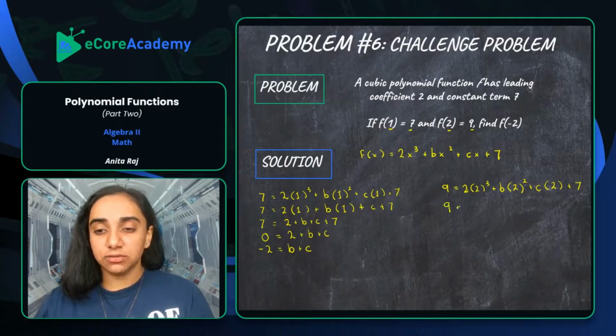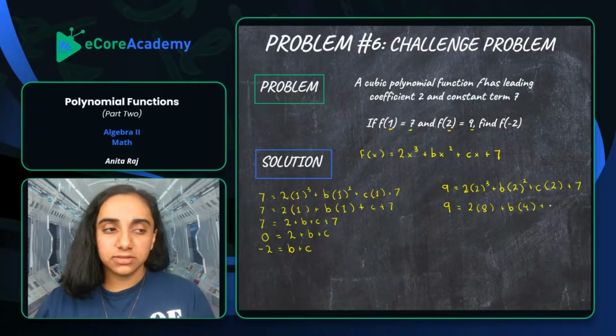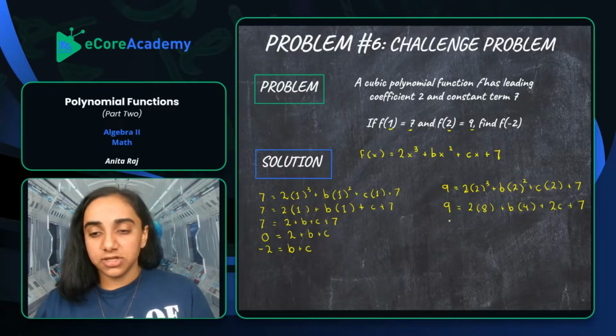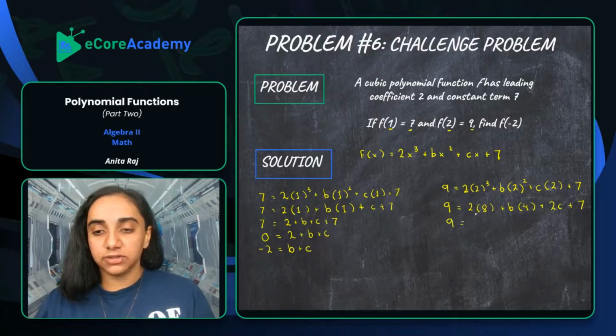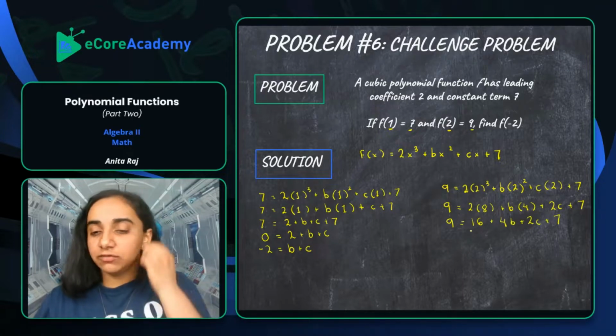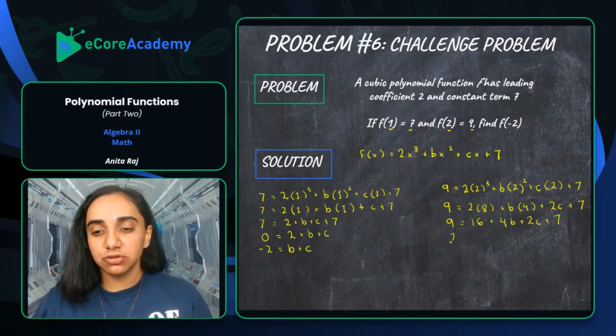So 9 is equal to, well, 2 times 2 cubed is 2 times 8, plus b times 2 squared is b times 4, plus 2c plus 7. And we're going to continue simplifying. 9 is equal to, well, 2 times 8 is 16, plus b times 4 is 4b, plus 2c plus 7. Now let's subtract 7 from both sides. 9 minus 7 is 2. 2 is equal to 16 plus 4b plus 2c.